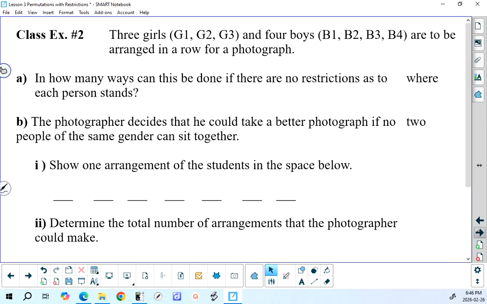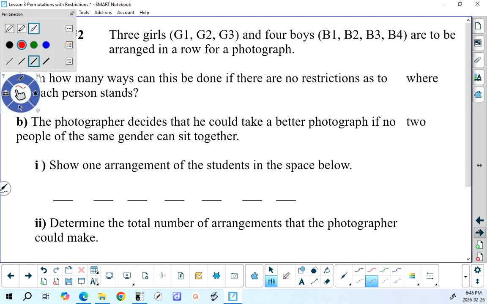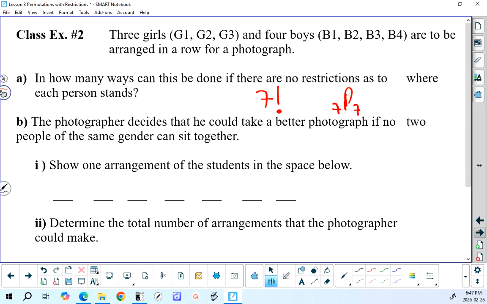By the way, it doesn't say they're standing in a line, but when you get these questions, you can always assume they're standing in a line. Well, the answer to the question is 7 factorial. There's 7 people that you're arranging. It's 7 factorial, or it's 7p7, or it's 7 times 6 times 5 times 4 times 3 times 2 times 1. It's 5,040.